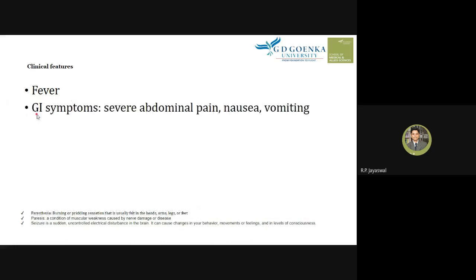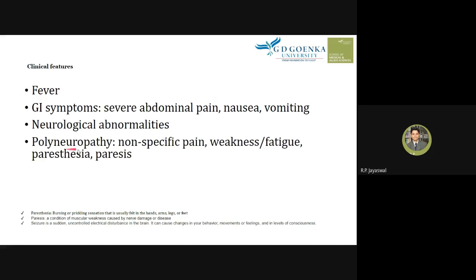GI symptoms, gastrointestinal symptoms, where there is severe abdominal pain, nausea, and vomiting. These are the symptoms related to the gastrointestinal system. Neurological abnormalities are also there, where we can see polyneuropathy, for example, non-specific pain. We don't know where the pain actually is and why the pain is there. The patient will have weakness and fatigue.